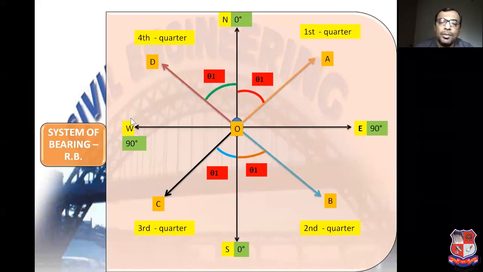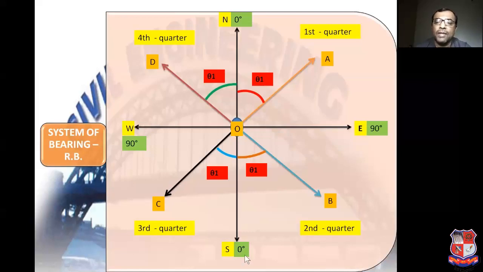The rule in the RB system is that we have to measure the bearing of our survey line either with respect to north or with respect to south. If your survey line is in quarter number 1 and quarter number 4, you have to measure the bearing of your survey line with respect to north only. If your survey line is in quarter number 2 or quarter number 3, you have to measure the bearing of your survey line with respect to south only.